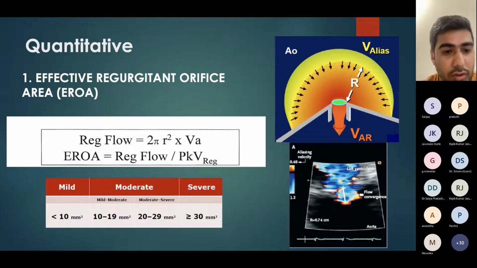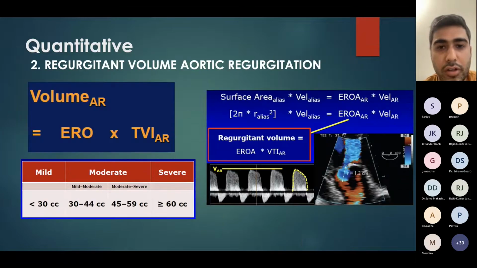And based upon the area of the regurgitant orifice, we can classify this as mild, moderate, or severe regurgitation. An EROA of more than 30 millimeters squared is suggestive of severe aortic regurgitation. If we multiply this regurgitant orifice area with the velocity time integral, it will give us an idea of the regurgitant volume of the aortic regurgitation jet, which is known as the volume AR. Again, this is also suggestive of severity, and more than 60 cc of regurgitant volume is usually associated with severe aortic regurgitation.